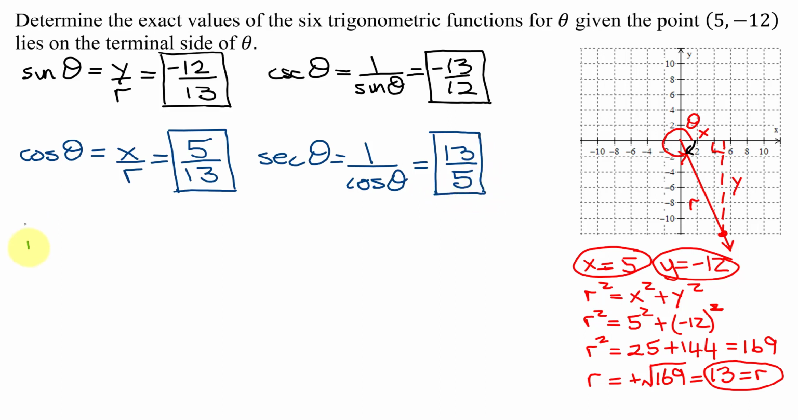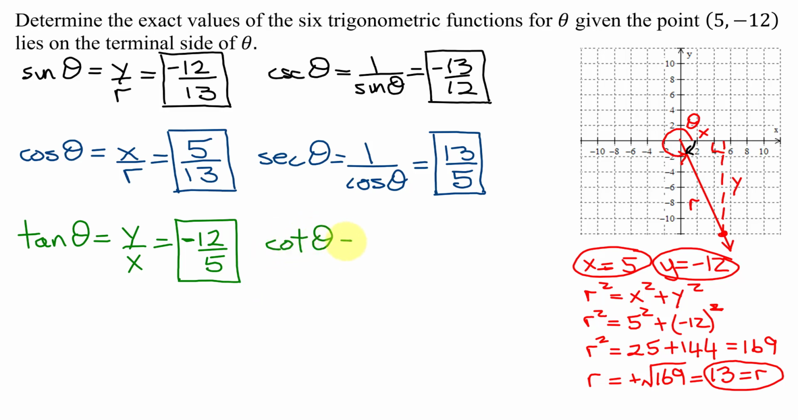And lastly, I need to find the tangent of theta and its reciprocal. The tangent of theta defined in terms of x, y, and r is y over x. Remember, y is -12, x is 5, so it's -12/5. Nothing reduces, so that is the value of the tangent of theta. The reciprocal of the tangent function is the cotangent function. So the cotangent of theta is 1 divided by the tangent of theta. So it's the reciprocal of this fraction, so it's -5/12.